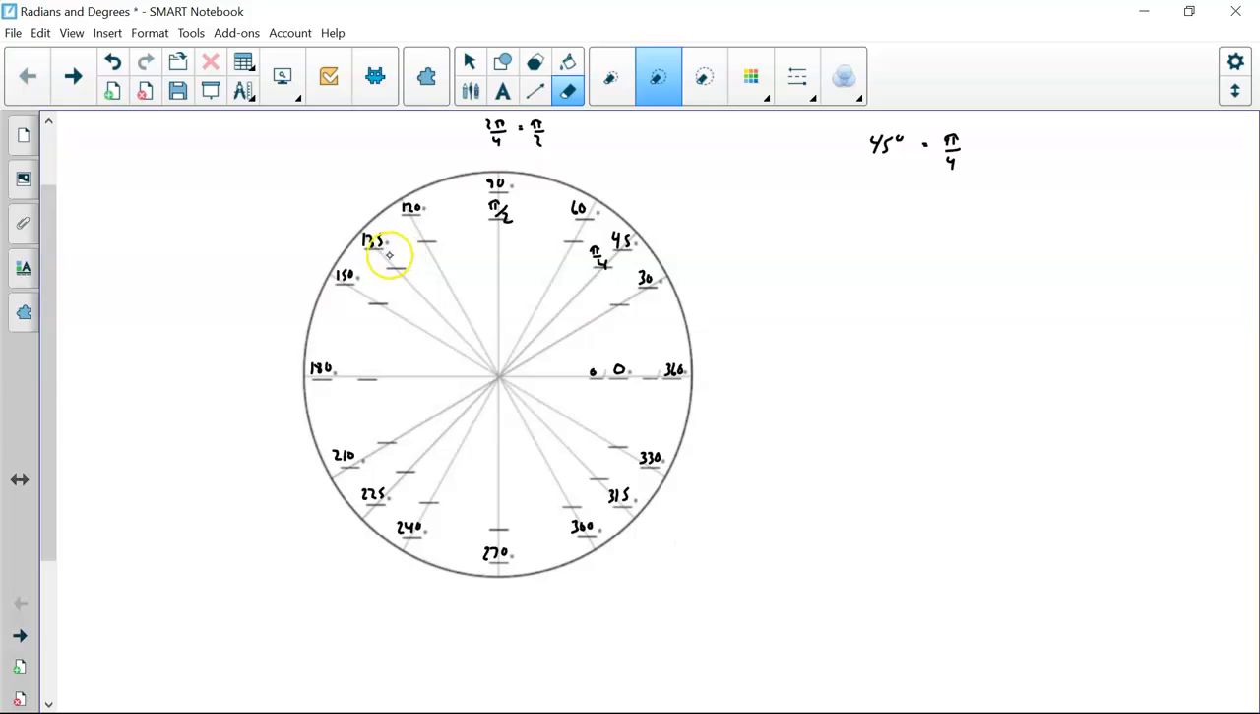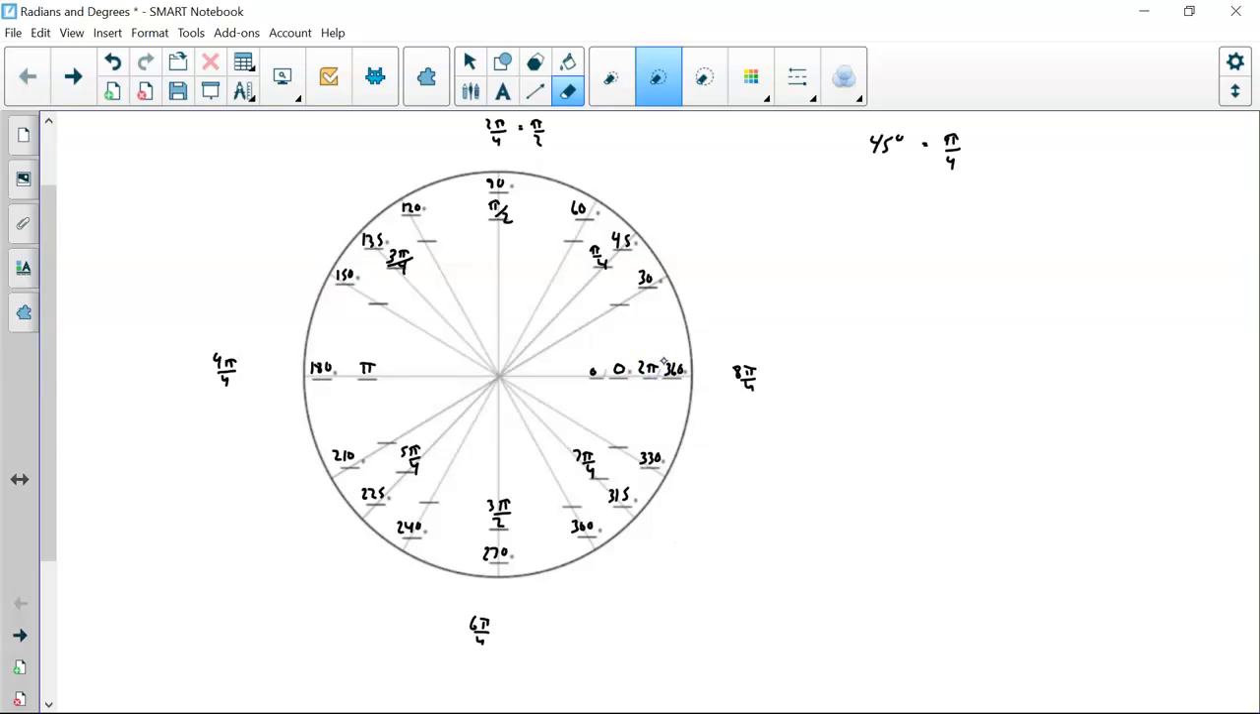Then we add another. We're at 3 pi over 4. Then we're at 4 pi over 4, which is pi. Then we're at 5 pi over 4. Then we're at 6 pi over 4, which is the same as 3 pi over 2. Then we're at 7 pi over 4. And then we're at 8 pi over 4, which is 2 pi.